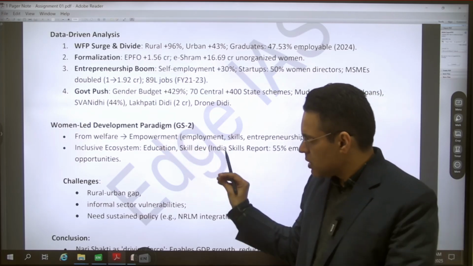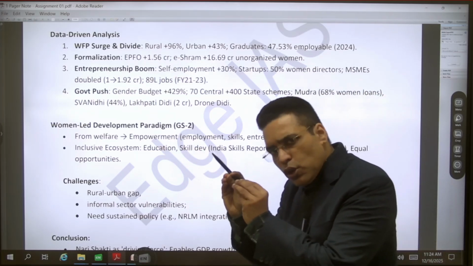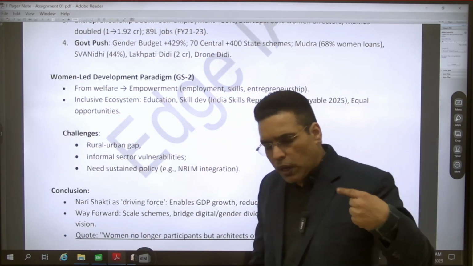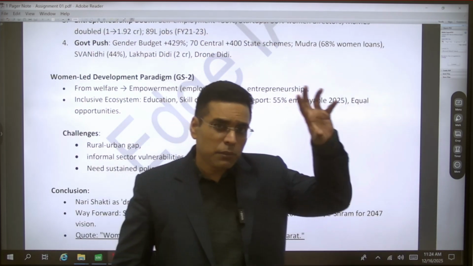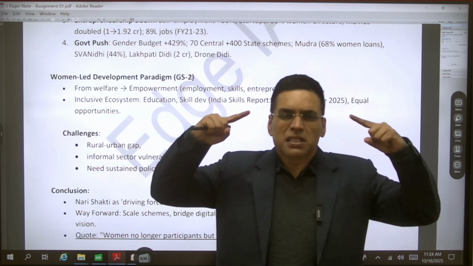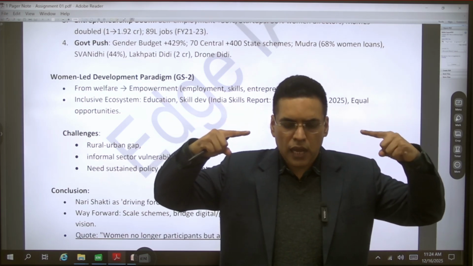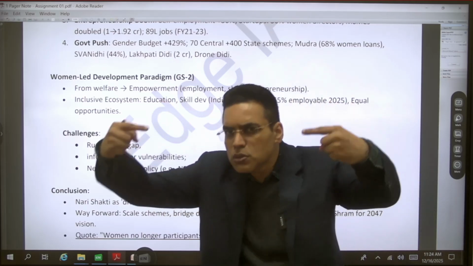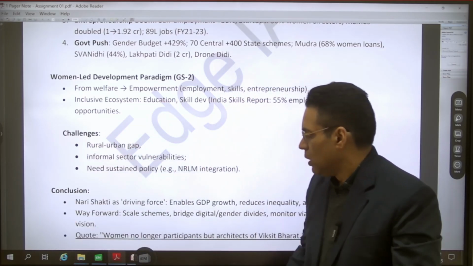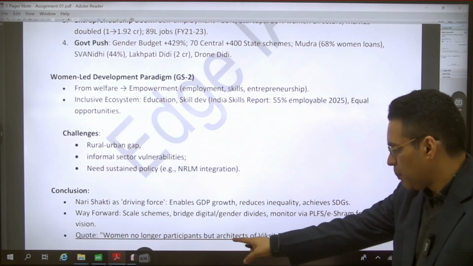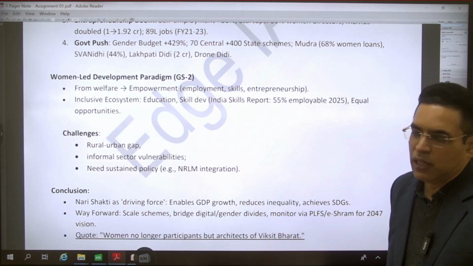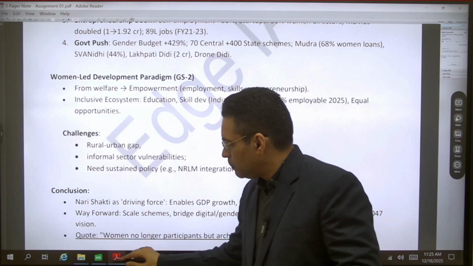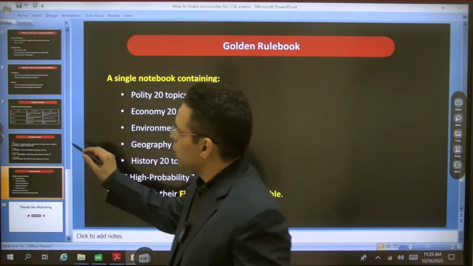Now when these words and keywords come in your answers, they will set your answers apart. Then challenges, and it will require regular practice. When you make micro notes regularly, your muscle memory will develop for how to make micro notes, and you are coded that way. Now when you revise it effectively, you can use the same thing in your answers very effectively. Women no longer are participants but architects of Viksit Bharat. Essay code, punchlines, these things will set your answers apart from the majority of the crowd.